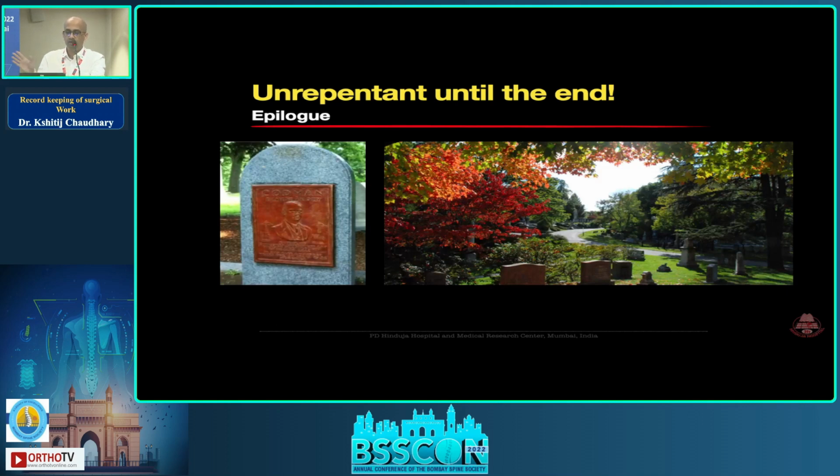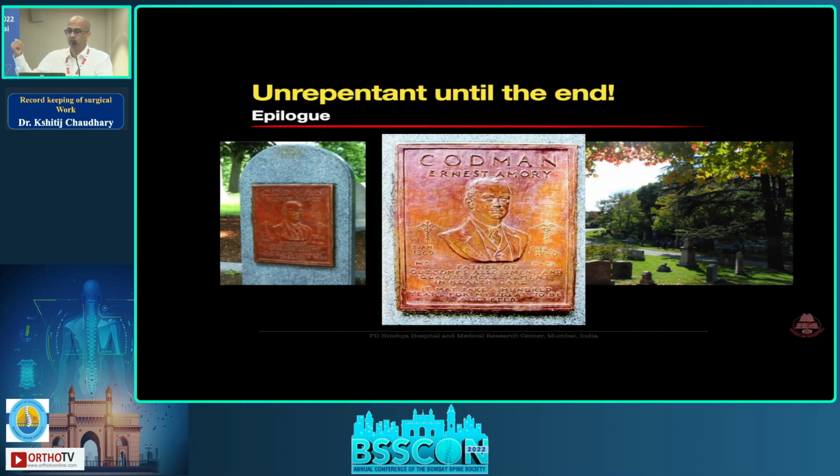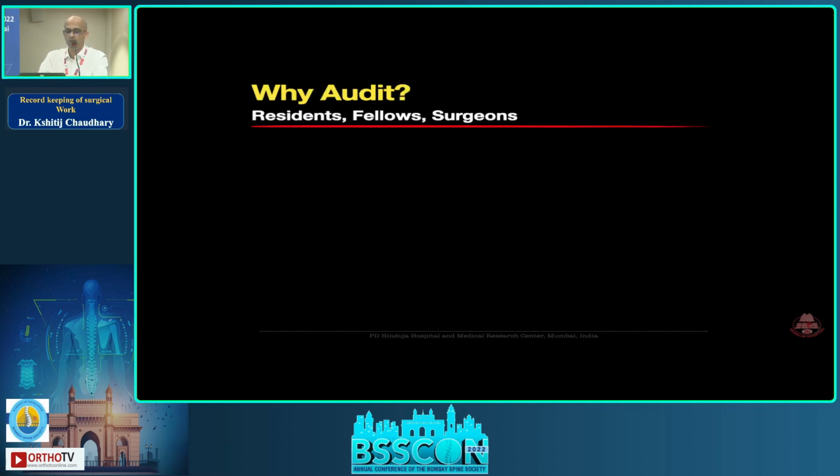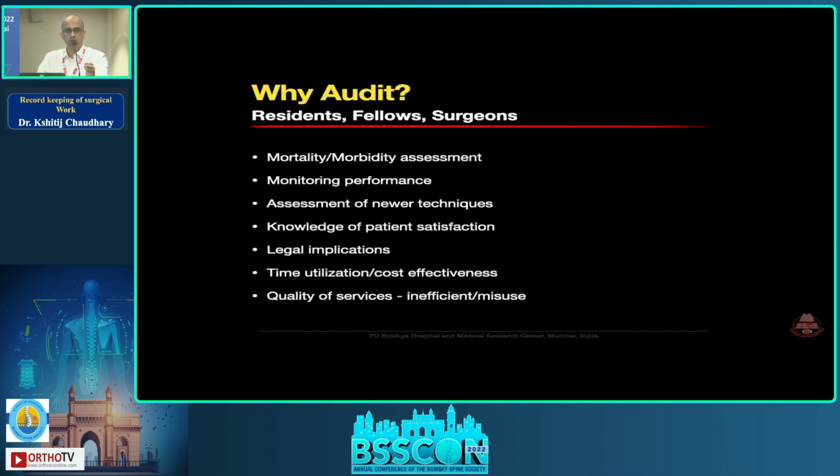So, if you ever visit Boston, a very wonderful place to visit is the Mount Auburn Cemetery, which is in fall. It has very beautiful fall colors. Codman is buried there. There is a gravestone there which has his quote. It says that it may take 100 years for my ideas to be accepted, and it literally took 100 years for something like that to come. And we all know the reasons why you should audit your own patients.